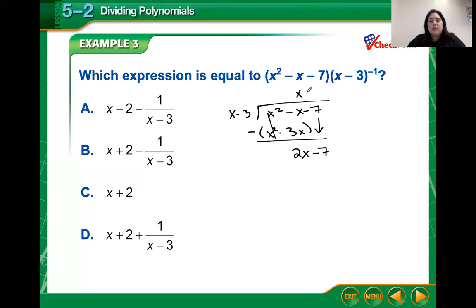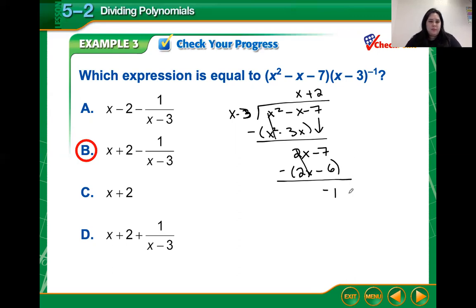x times 2 gets me 2x, so I'm going to multiply by a positive 2. And when I do that, I'm going to get 2x minus 6. And I know that looks like a really bad 3, so it's not as obvious. So I have 2x minus 2x, which is 0. Negative 7 minus negative 6, which is more like plus 6, gets me negative 1. And with that, we're going to pick B. So my remainder is negative 1.